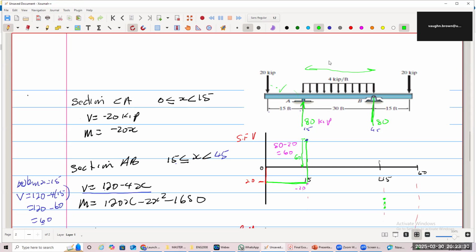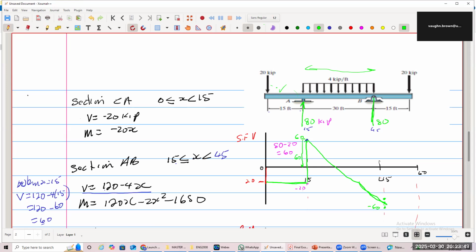So all you have to do now is draw from the positive 60. You have positive 60 and you have minus 60 down here. So you draw the line and it's a slope. We don't know where it crosses, but we know it's supposed to be a straight line connection. That is it. That is simple.